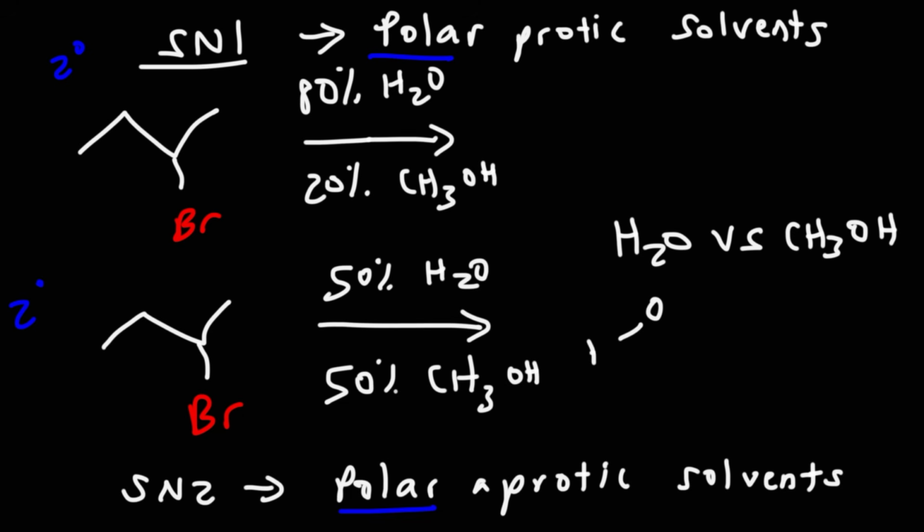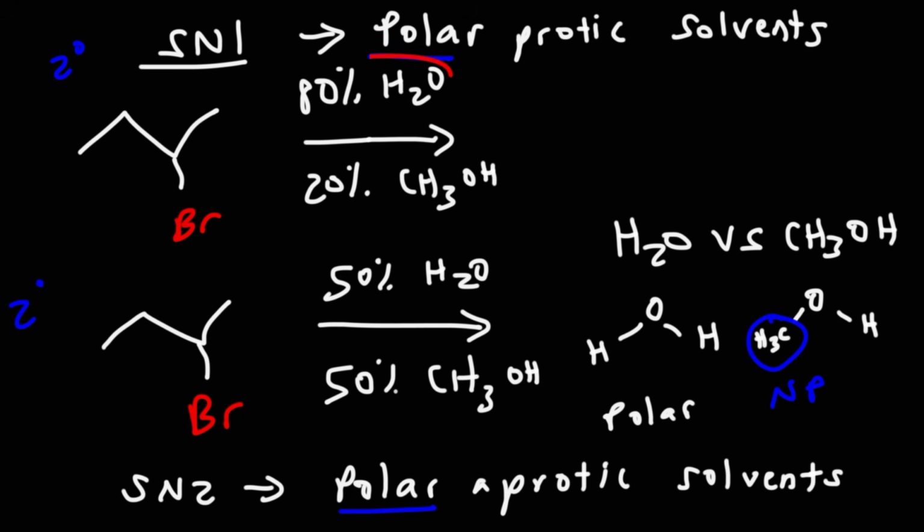If we were to draw water, water has two OH bonds, methanol has one OH bond. The methyl group is the nonpolar part of methanol. The CH bond is nonpolar. Water doesn't have any nonpolar region in it, so water is going to be more polar than methanol. Even though methanol is polar, it's less polar than water.